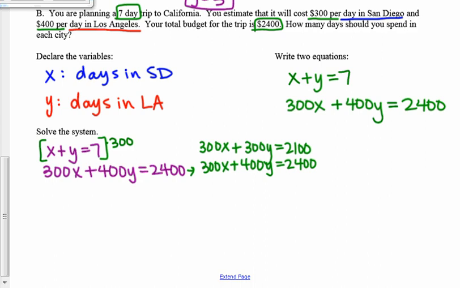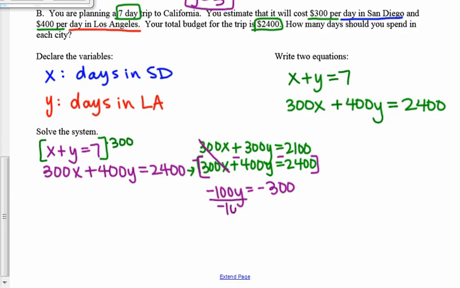Okay, so now that I have my elimination set up, I can just go ahead and subtract that bottom equation from that top equation. So this is going to become 300x minus 300x, 300y minus 400y, and then 2,100 minus 2,400. So those x terms are going to cancel. That was the whole point. 300y minus 400y is going to get me a minus 100y. And then 2,100 minus 2,400 is negative 300. All right, so it looks a little funny now, but once I divide by that negative 100, those negative signs are going to go away.